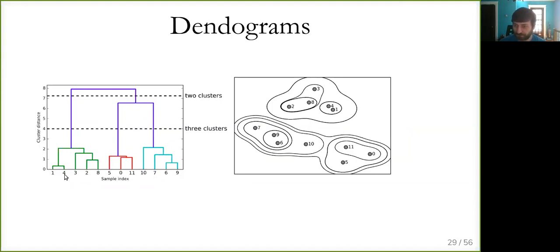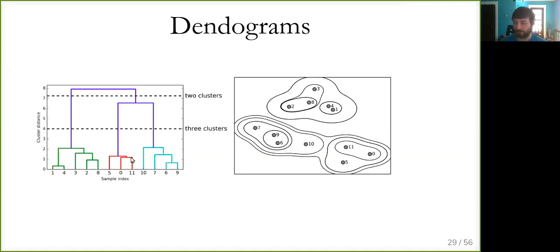And so you read this graph from the bottom to the top, and you can see that point number one and point number four were merged first, and they were quite similar. And then six and nine were merged. They were not entirely as similar. You can see that the difference in similarity between the cluster of 0 and 11 and 5 was very small. And so basically, the further a stretch is on the y-axis, the more dissimilar the clusters are.